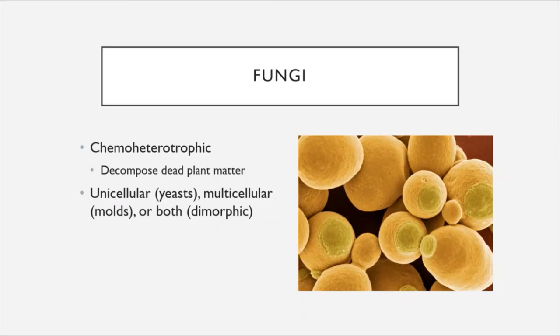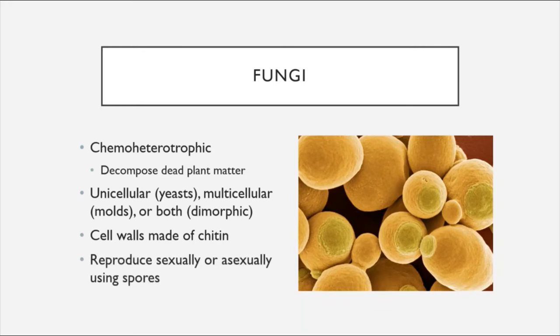Another unifying characteristic of fungi is the fact that their cell walls are composed of a material called chitin. Chitin is actually the same material that composes the exoskeletons of insects. So, for example, when you squish a cockroach and you hear that crunching sound, that is the chitin crunching, and that's the same compound that makes up the cell walls of fungi. They reproduce either sexually or asexually, and we'll talk about those different mechanisms, and an important part of their reproduction is the use of structures called spores.